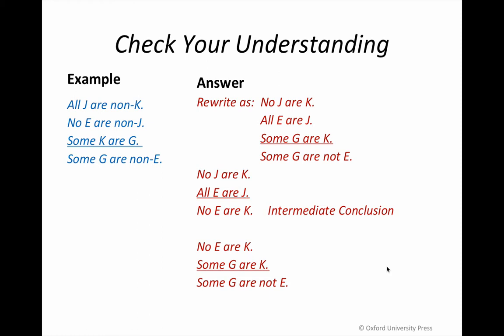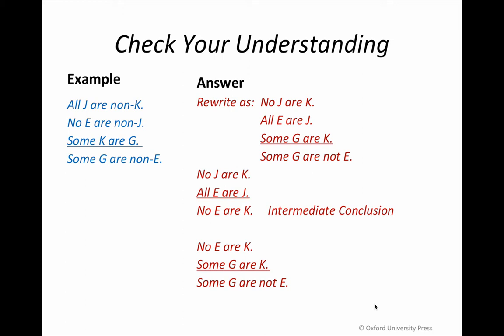All right, so when we take the first 2 premises, once they've both been obverted, we get the following. No J are K, all E are J, so no E are K. We have a valid argument. None of the 6 rules are broken. No E are K becomes our major premise now for our second argument. No E are K, some G are K, some G are not E. All right, so we can see here again that no rule has been broken.